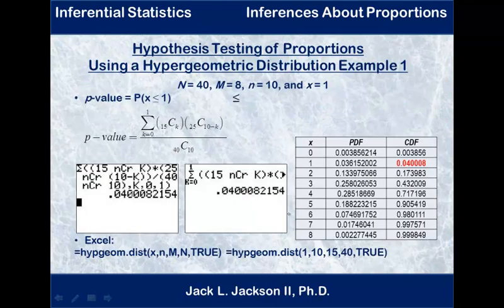Okay. Here I have it worked out, and I used a sum formula on the calculator. I did the sum of 15 nCr K, close parentheses, times 25 nCr, in parentheses 10 minus K, close parentheses, divide by, parentheses, 40 nCr 10, close parentheses, then comma, K is going from 0 to 1, so K, 0, 1.